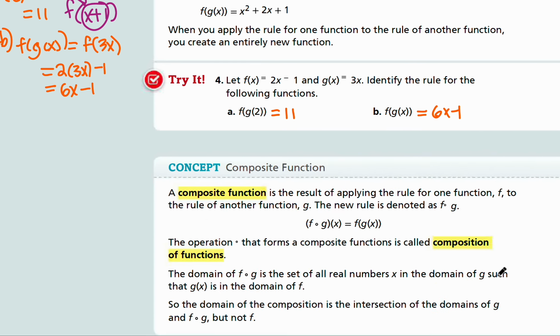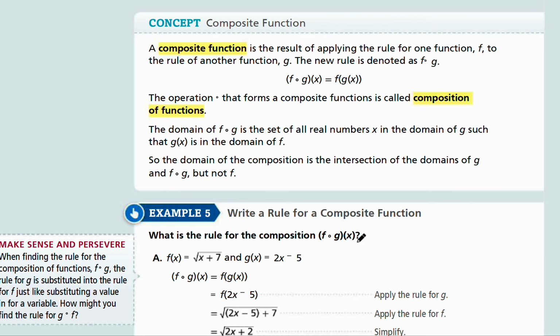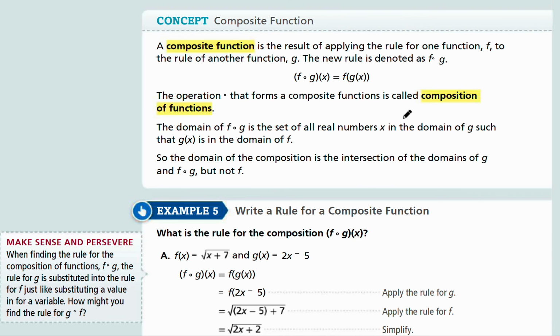Let's talk about the concept of composite function. A composite function is a result of applying the rule for one function f to the rule of another function g. The new rule is denoted as f of g, so f of g of x could be written as f of g of x. The operation, this dot that forms a composite function, is called the composition of functions. The domain of f of g is the set of all real numbers x in the domain of g such that g of x is in the domain of f. And so the domain of the composition is the intersection of the domains of g and f of g, but not f.